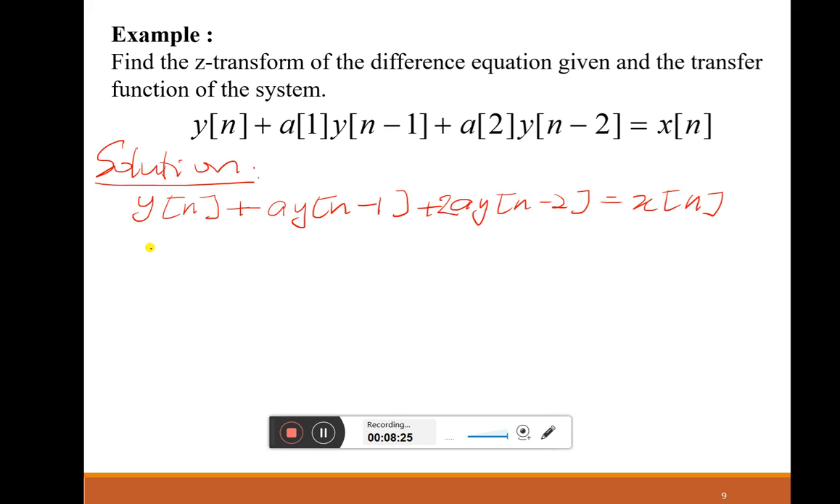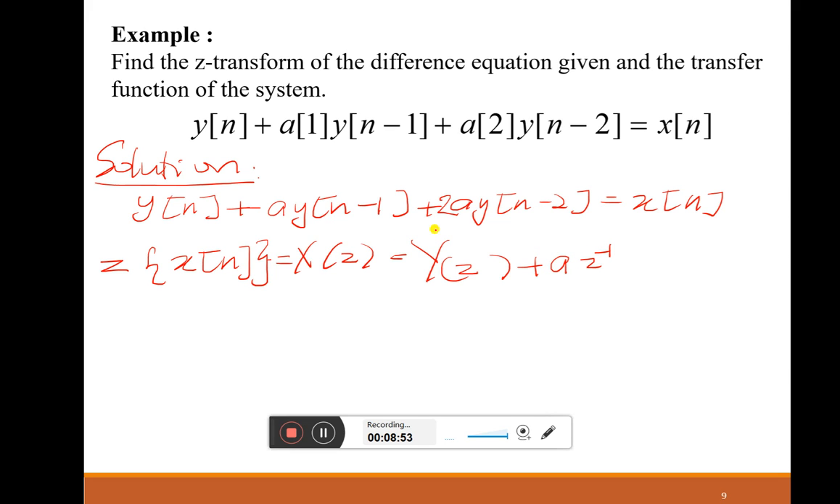Okay, so the Z transform of x[n], okay, is X(z) equals Y(z) plus z to the power of -1, shift satu lagi, Y(z) plus a, shift 2, so z to the power of -2 Y(z).